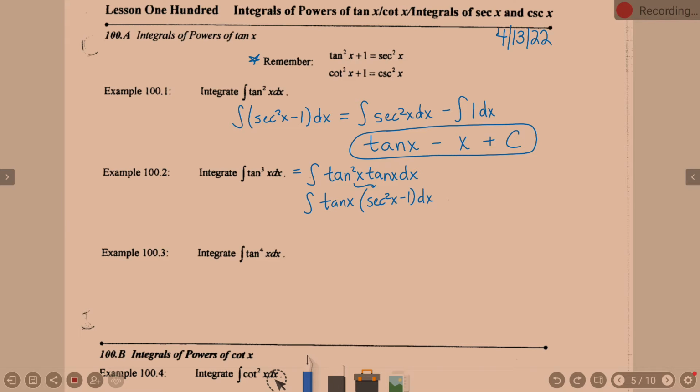What can I do with that tangent? I can distribute. As I distribute, since there's subtraction here, I'm also going to go ahead and break it up into two integrals, if you will. So what's tangent times secant squared? That is the integral of tangent x secant squared x dx minus the integral of 1 times tangent, so tangent x dx.